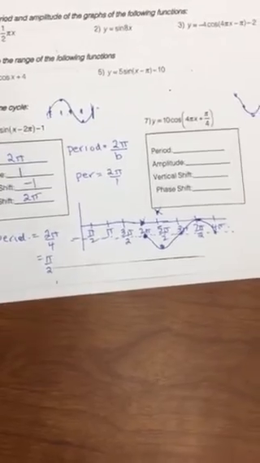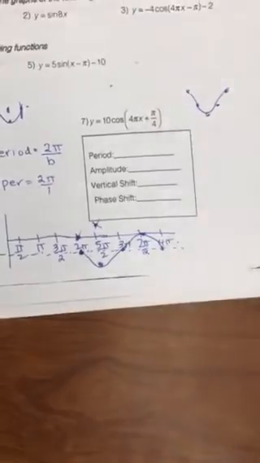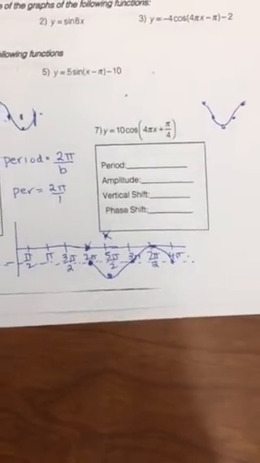All right. In this case, just take a look. This is 4 pi, so 2 pi over b. Try that one out and see how you do with it. All right, Kyle.